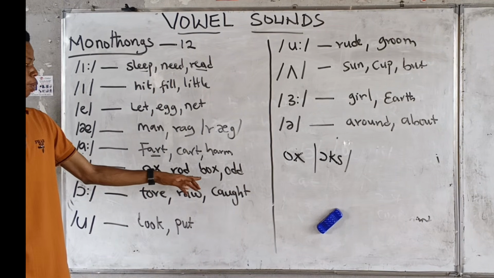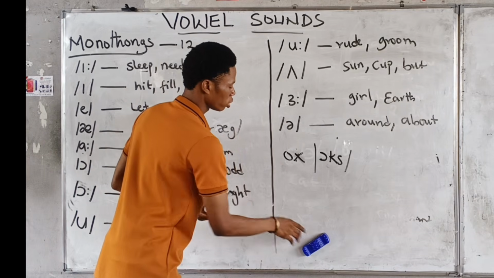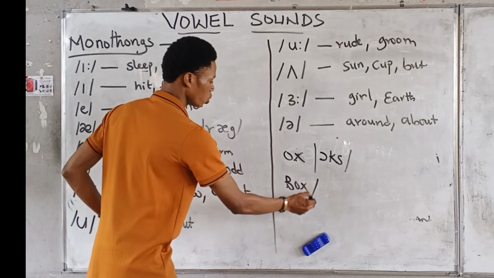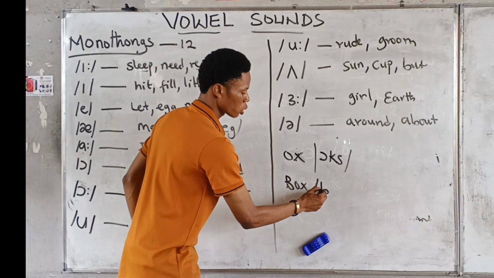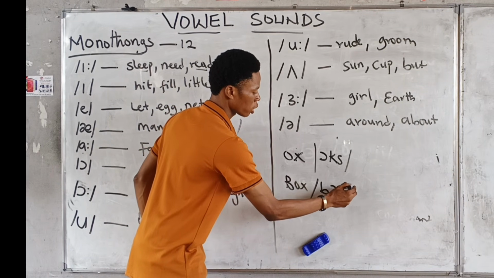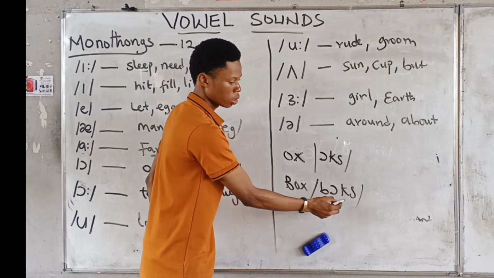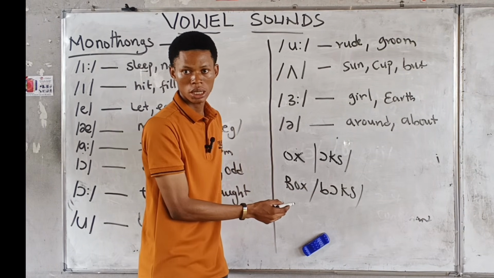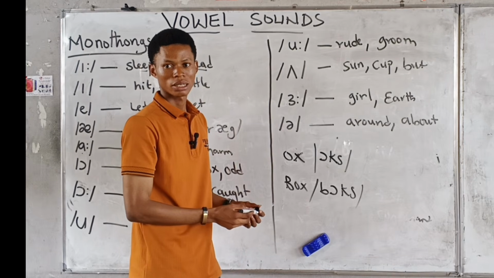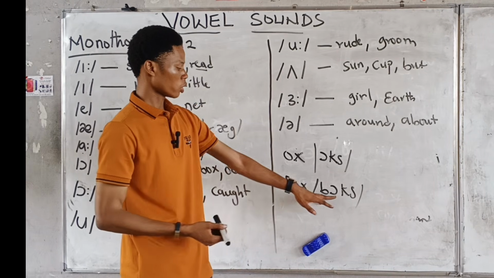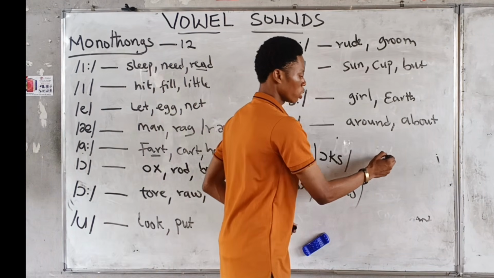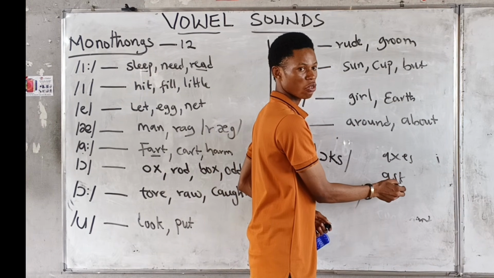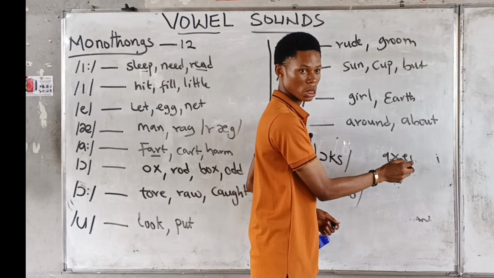Rod. Box. Transcribe box for me. Don't worry, let's finish. I'll give you what to be transcribing for me. So let's do this together. So box is what? Box. Remember X, box, axe. The axe I talked about is this one, not ask. It's different from this one. This one is coming before K, or this one is coming before S.